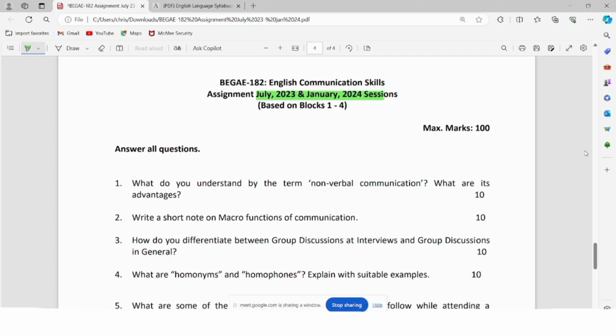Block 1 is titled Understanding Communication. Block 2 is titled Listening and Speaking Skills. Block 3 is titled Reading and Writing Skills. All the questions, may that be for any assignment, TMA or exam TEE, all the questions will solely be based on your IGNO official study material.